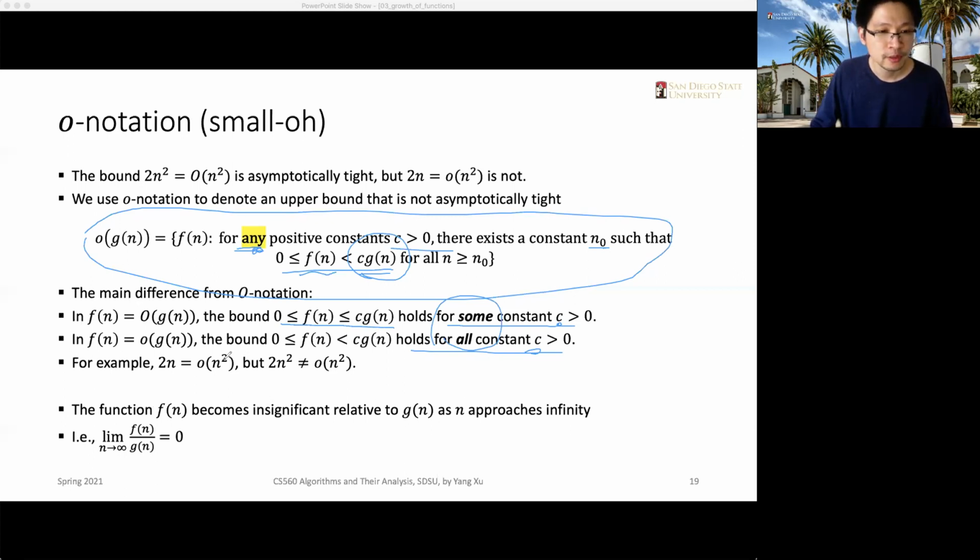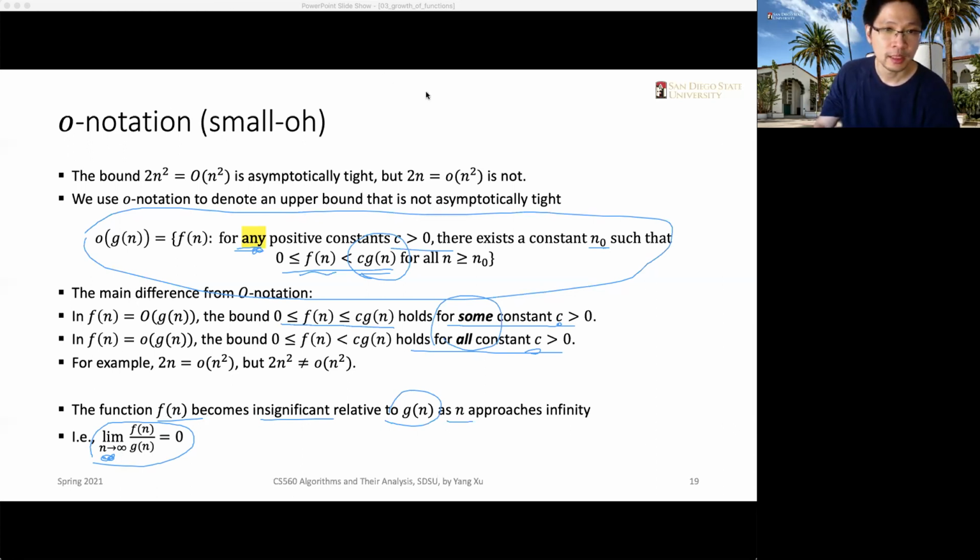Okay. So if we describe the small o notation using the language of limits, then we can say that the function f of n will become insignificantly small relative to g of n when n approaches infinity. So if we describe it in an equation that uses the limit symbol, it will be like this. So the function f of n will be really small when n approaches infinity.